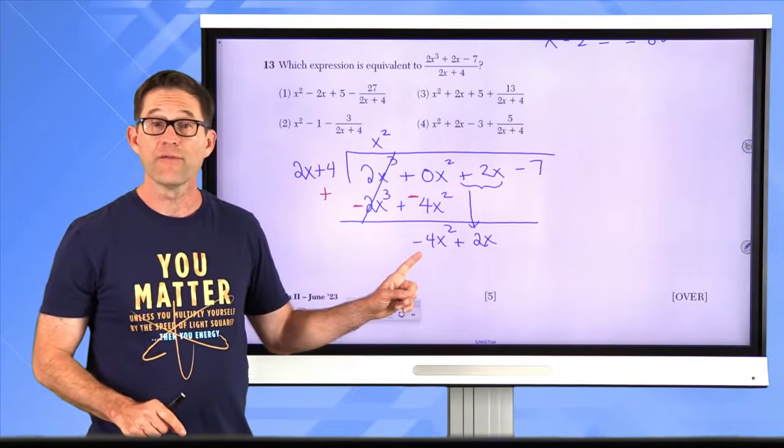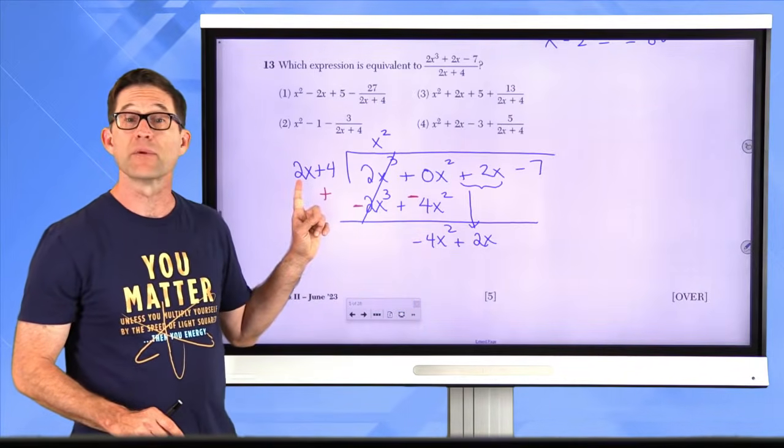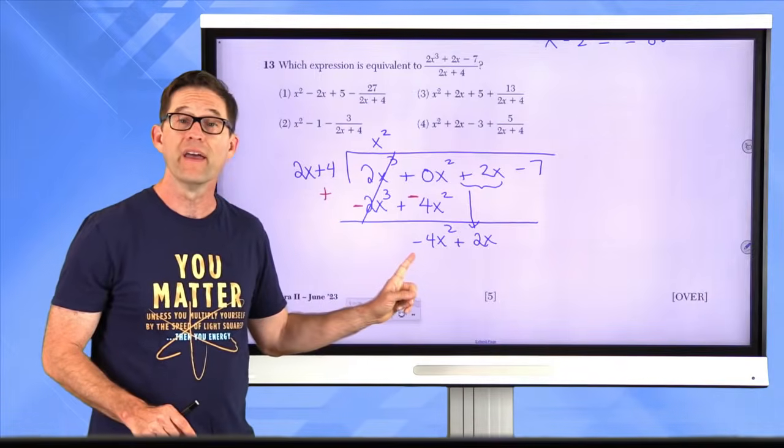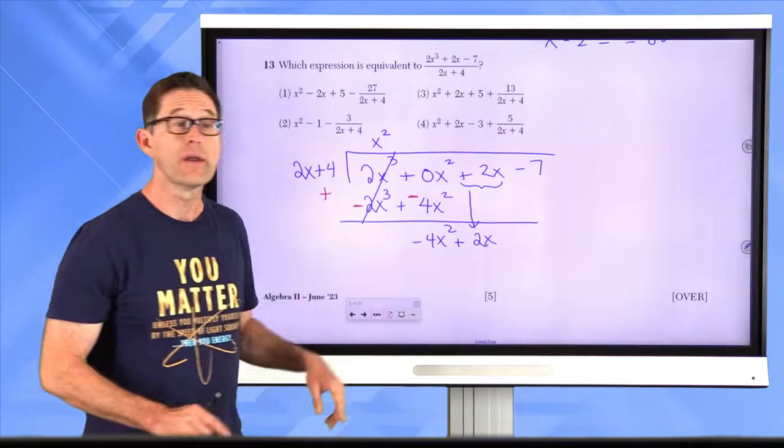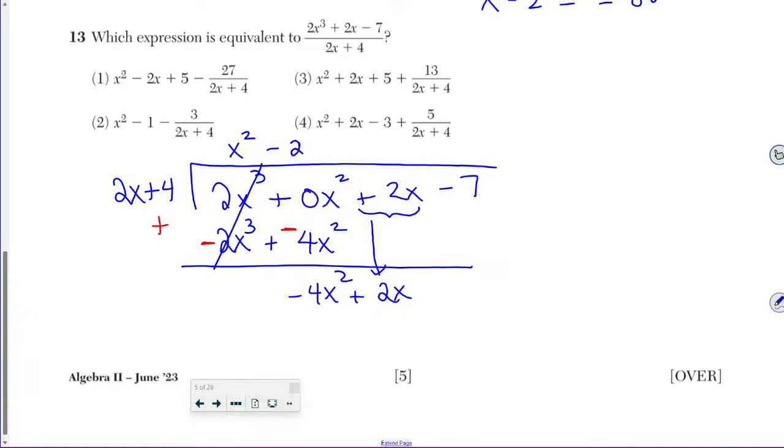I'm going to look at negative 4x squared, I'm going to look at 2x, and I'm going to go, what do I have to multiply 2x by to get negative 4x squared? And that's going to be negative 2x, right? So now I'm going to take that negative 2x, just like I did before, and do negative 2x times 2x, and that's going to give me negative 4x squared. Then negative 2x times positive 4 is negative 8x.